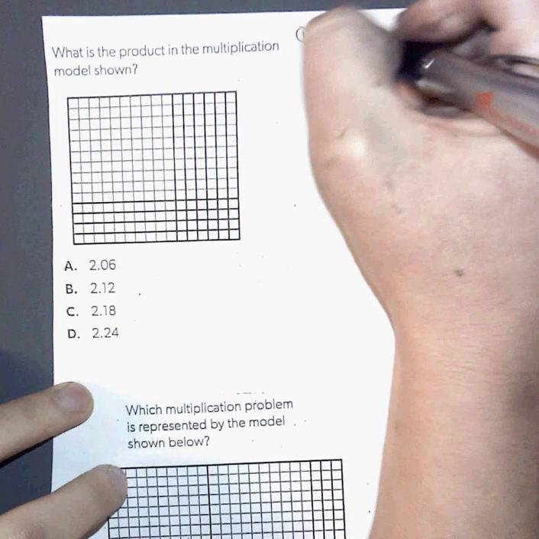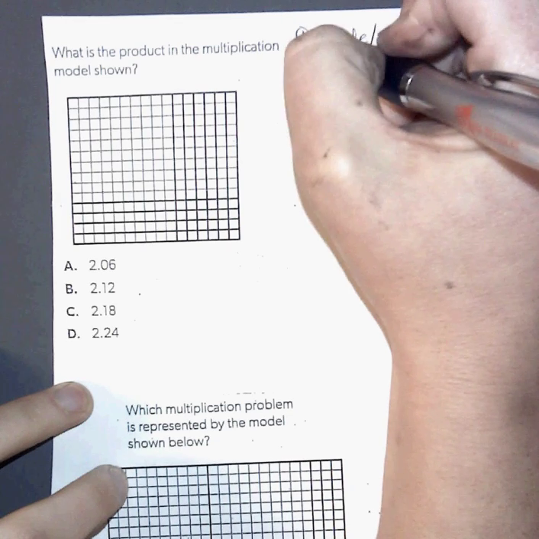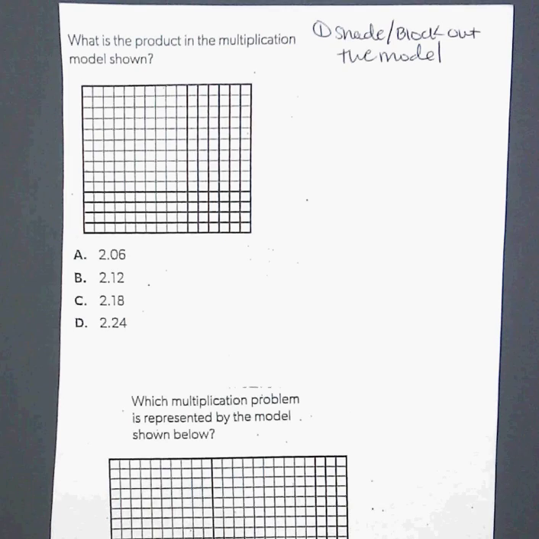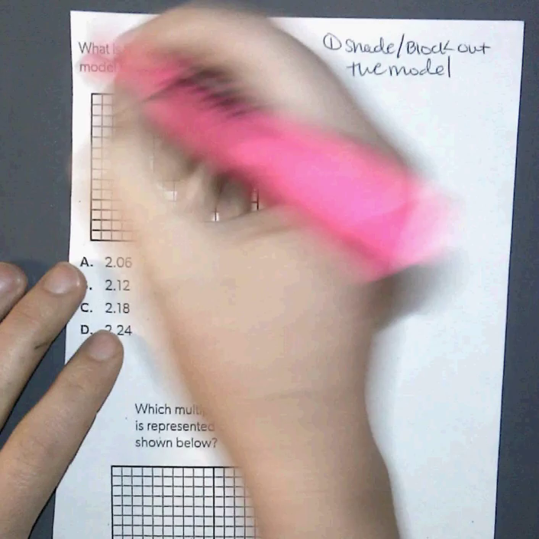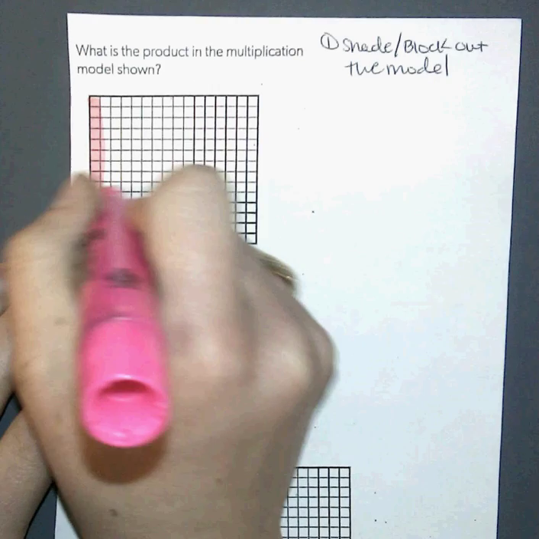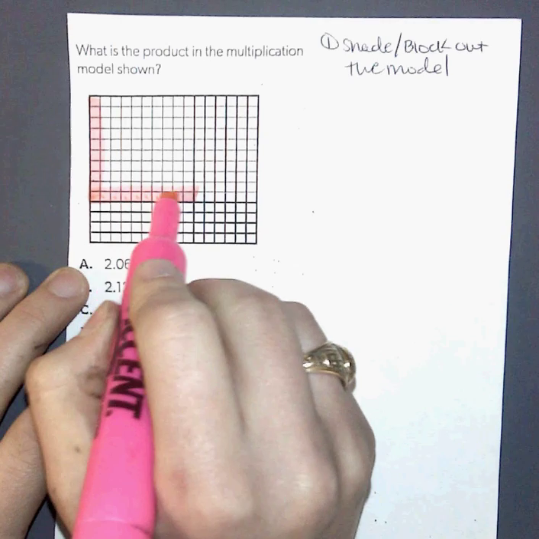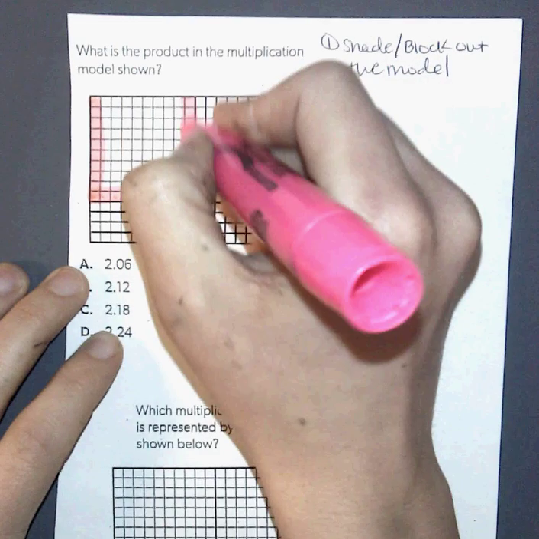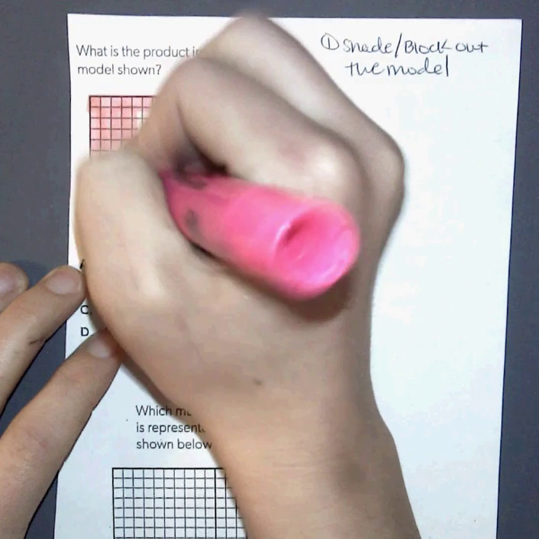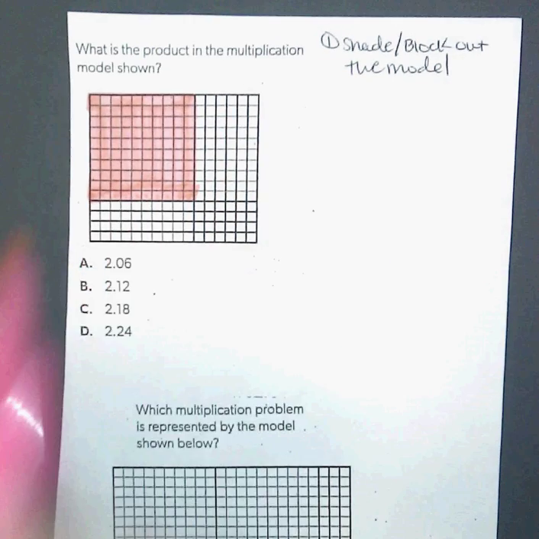Shade or block out the model. So what that looks like is I'm going to go find my hundreds. Where's that 1? Okay, 10 and 10. 1, 2, 3, 4, 5, 6, 7, 8, 9, 10. Oops, I went a little bit over. Okay. All right, so that is one whole block.